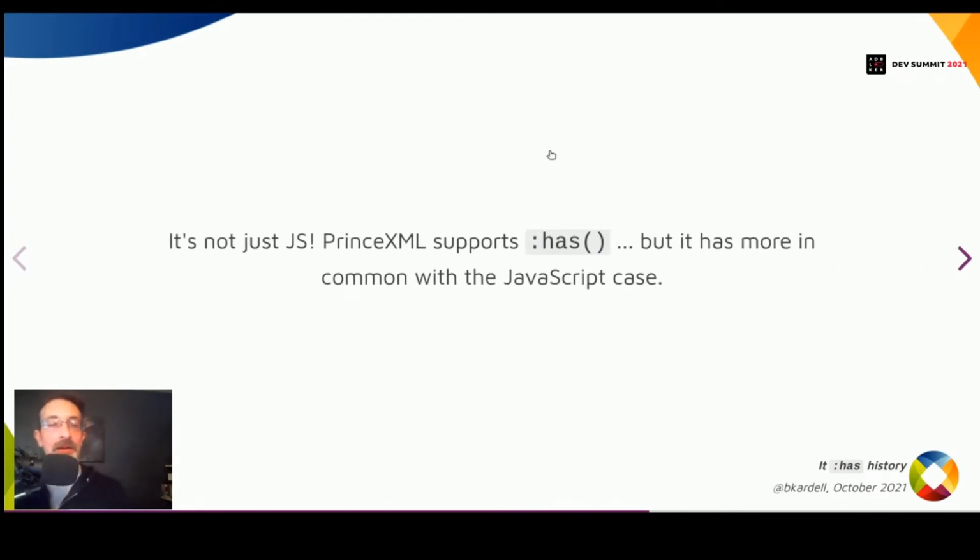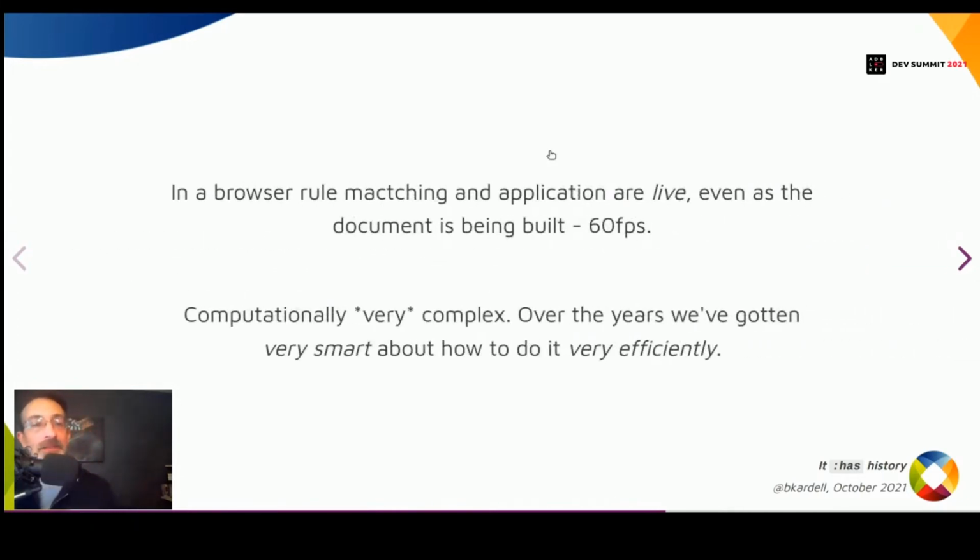And also there are other things like prints.xml that process the document sort of one time. And it actually has a lot more in common with the way JavaScript works, that also supports :has. But in a browser, rule matching and application are live, even as the document is being built, and it all needs to work at 60 frames per second. Computationally, this is very, very complex, even with the CSS selector power we have today.